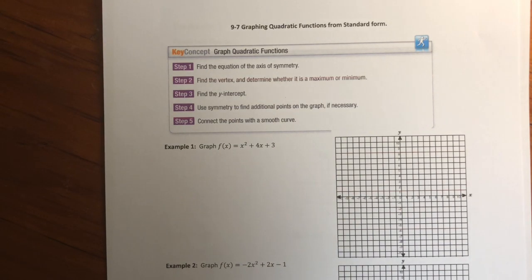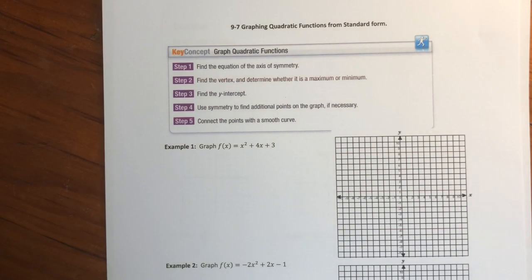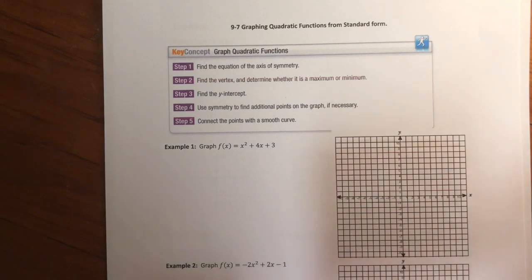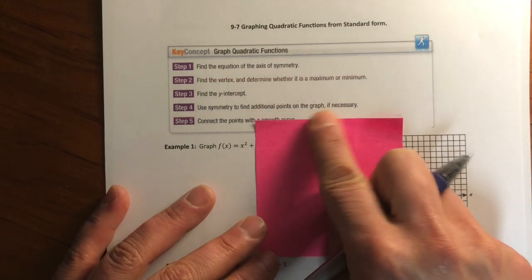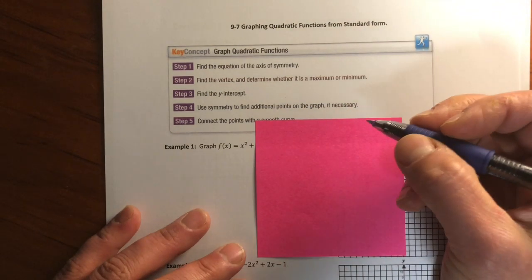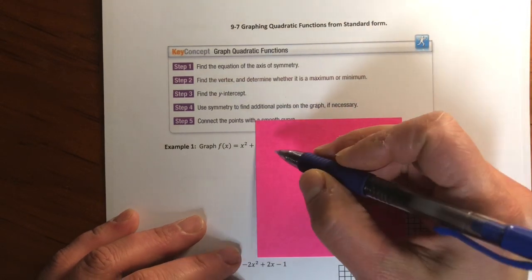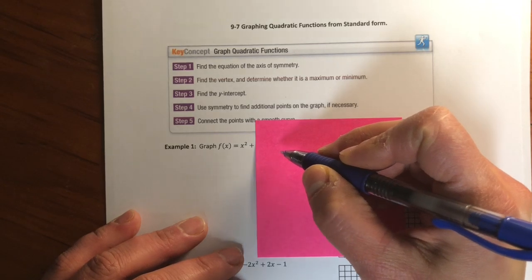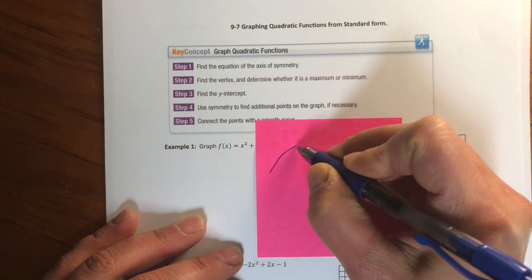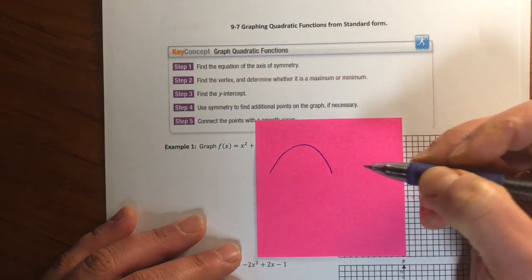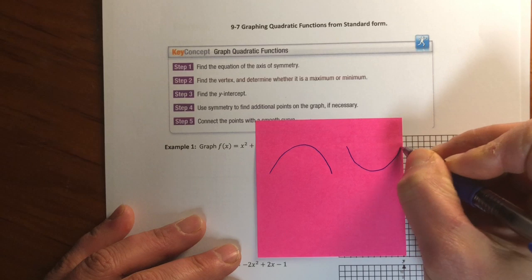So we are back to our algebra class, and we are going to talk about graphing quadratic functions from the standard form. And very quick review, why quadratic functions, what are they, why are we learning all about it? I just want to remind everyone that the graph of a quadratic function forms a U-shape, and that U-shape is called a parabola. And we know that a parabola can look like a sad face or a happy face.